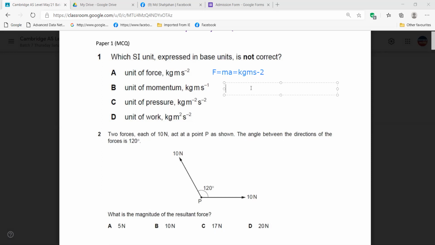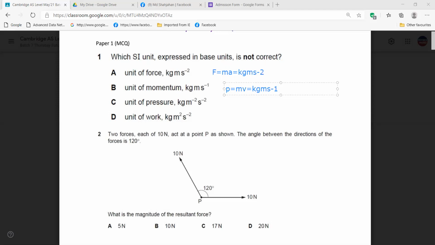Momentum. The formula is P equals mv. So it will be kg meter per second. Kg meter per second. So it is also matching.